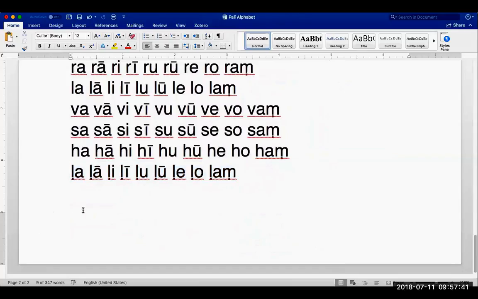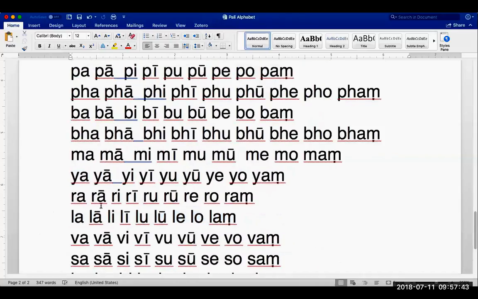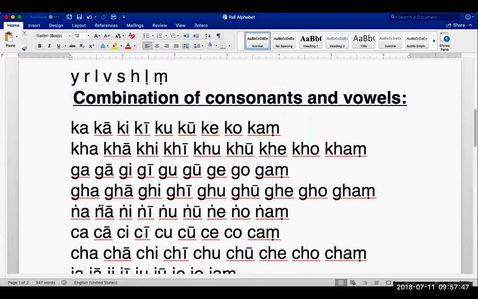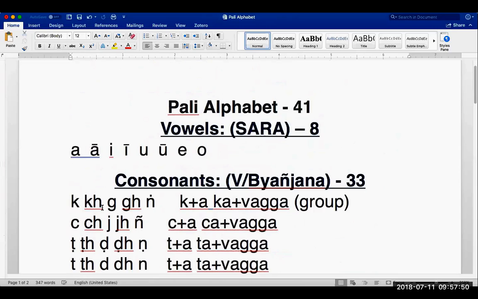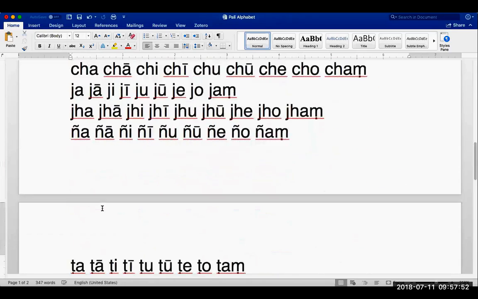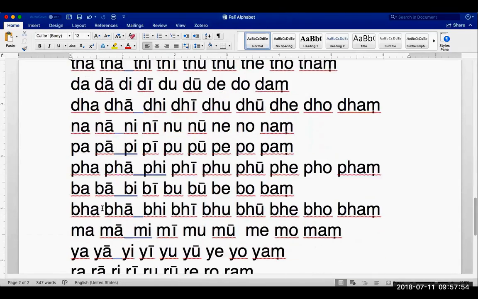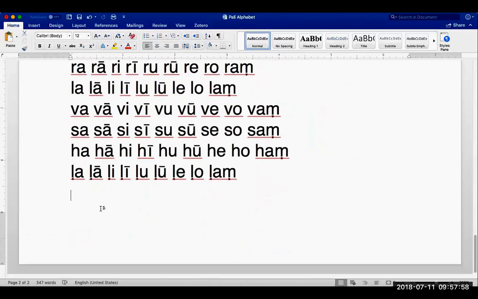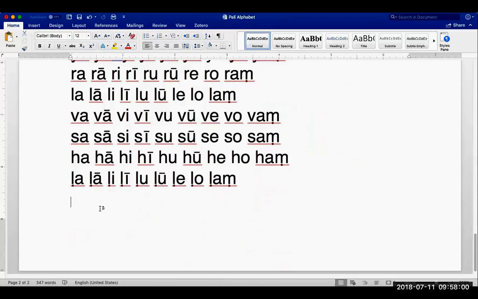Okay, this is the entire Pali alphabet and all the variations. If you know all these things, you are done. You will learn how to combine the entire Pali alphabet with all the variations through this, and then hopefully in future we can learn much more.